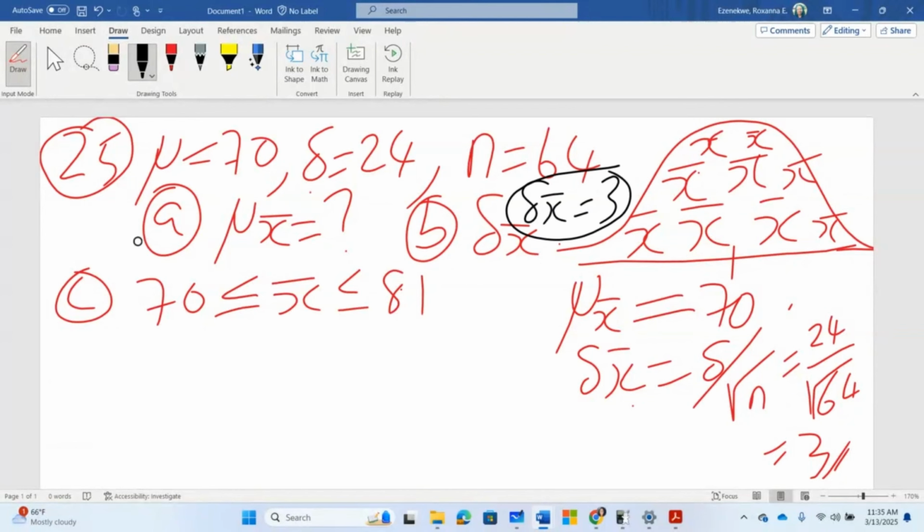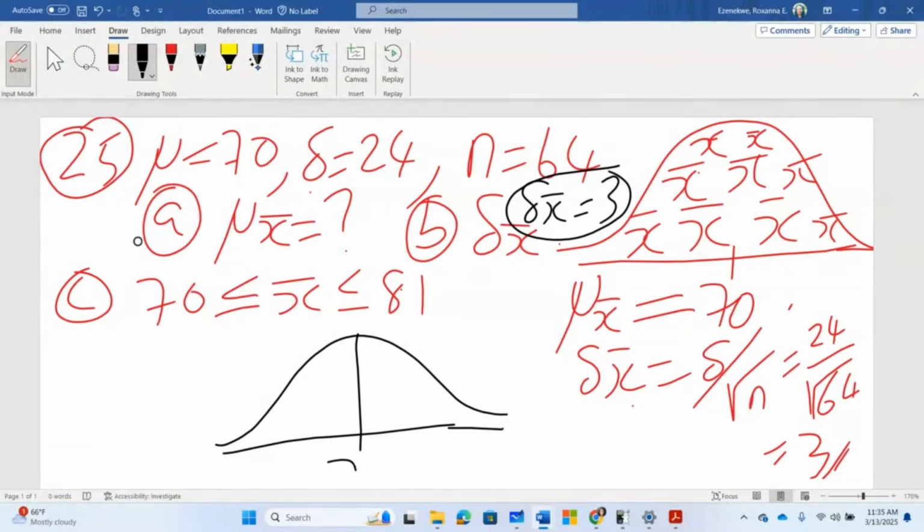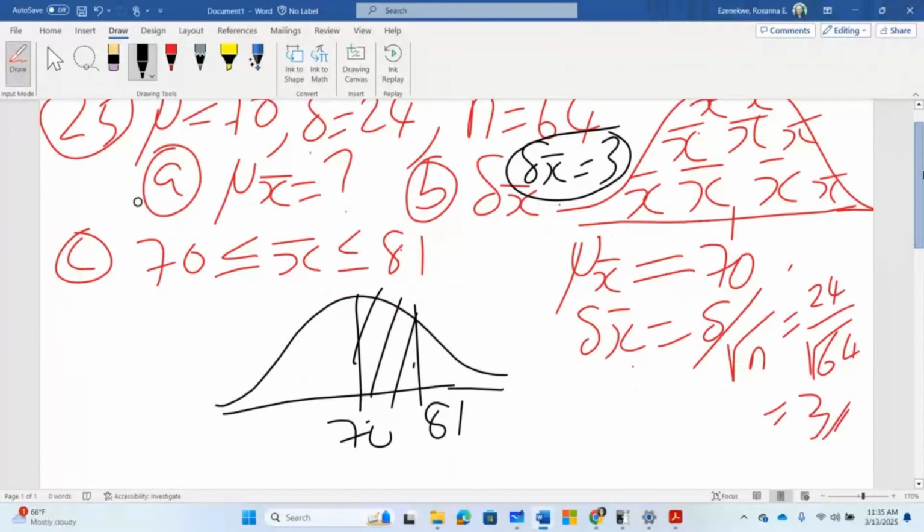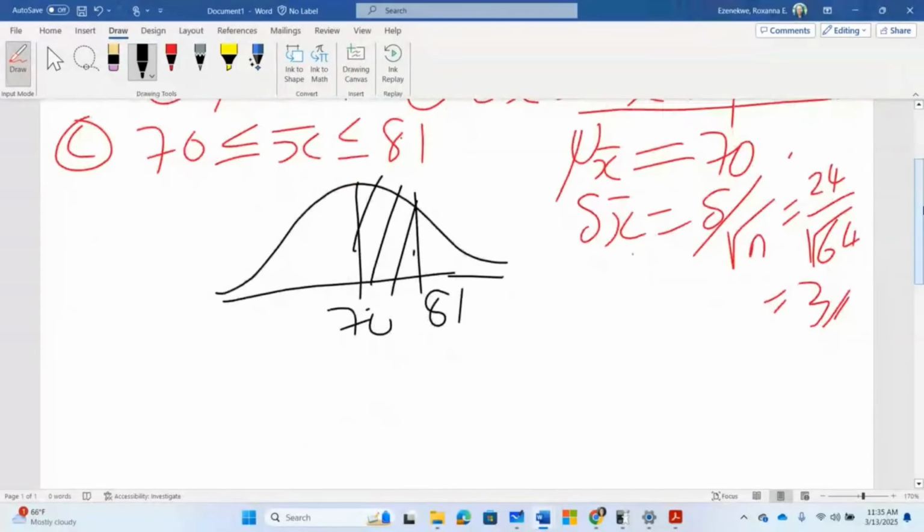All right. Now I want to answer question C. So question C says find the area between 70, and 70 is the mean, and 81. So this area is on the right side of the mean. I am going to do this in my calculator. It's easier to do with a calculator because it's raw data. But suppose you're told to do it with a chart, you can as well read the chart.